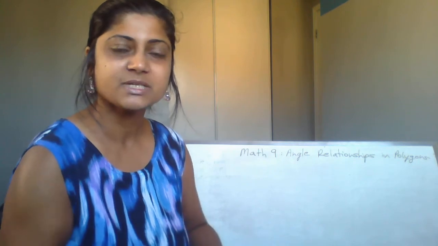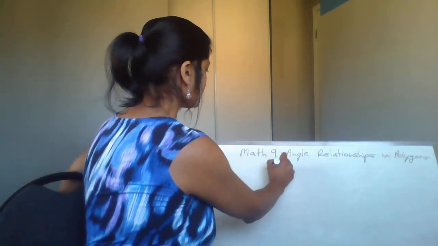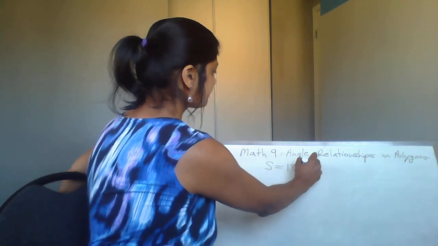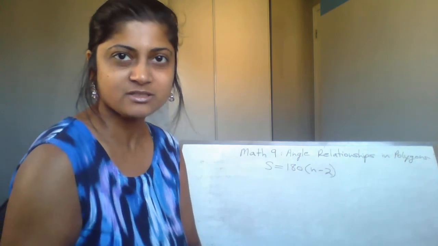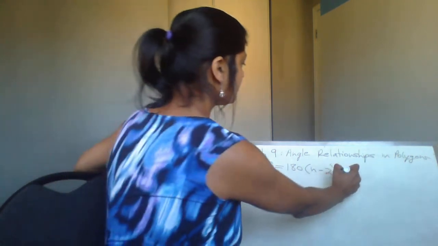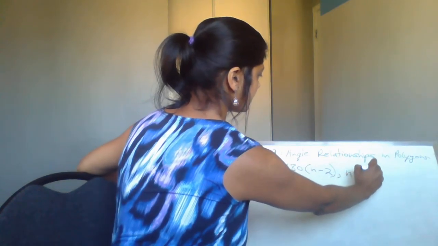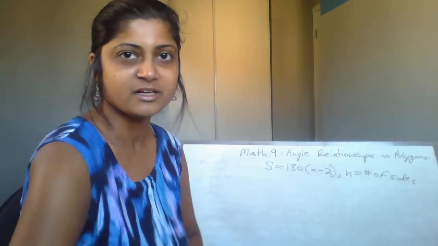This is going to be the sum of the interior angles. So I'm going to put S equals 180 times (n minus 2). So this is the actual equation. Again, you will have to memorize this equation. n represents basically the number of sides within a polygon.